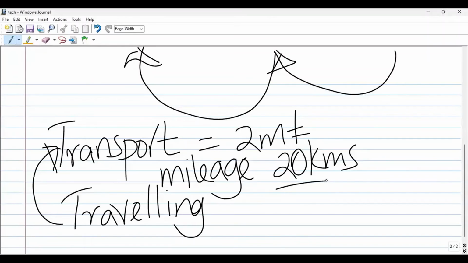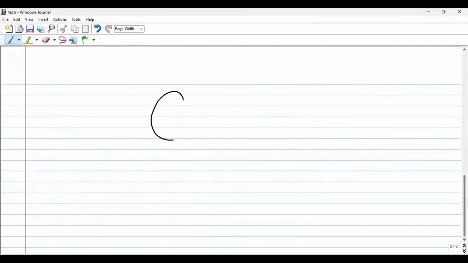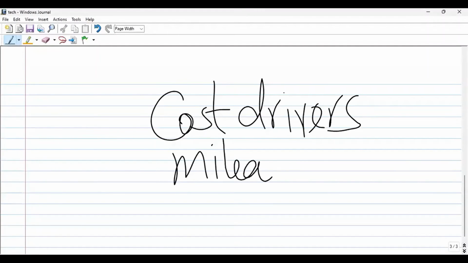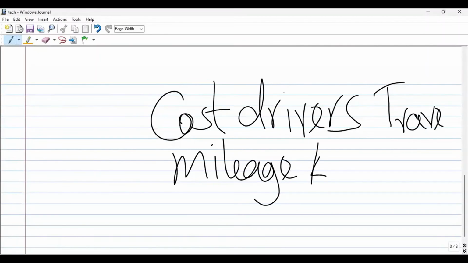So what happens with the activity-based costing system? We always identify what we call cost drivers. Which factor is driving that cost? Mileage. So if it is transport, it is mileage. The more kilometers you travel, the more transport cost you incur. But which activity is there? Traveling. So the cost driver is kilometers, and the activity is traveling.